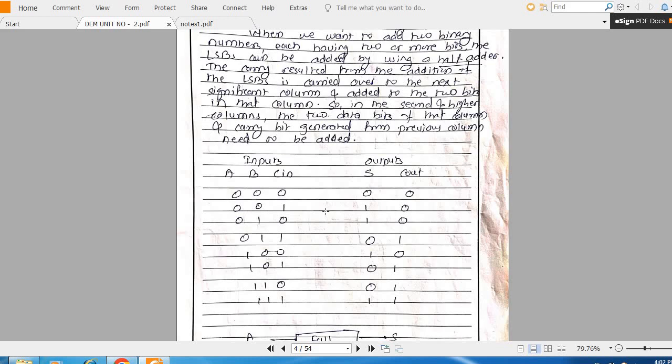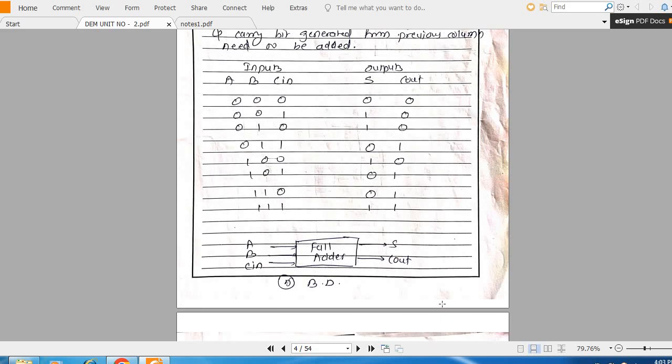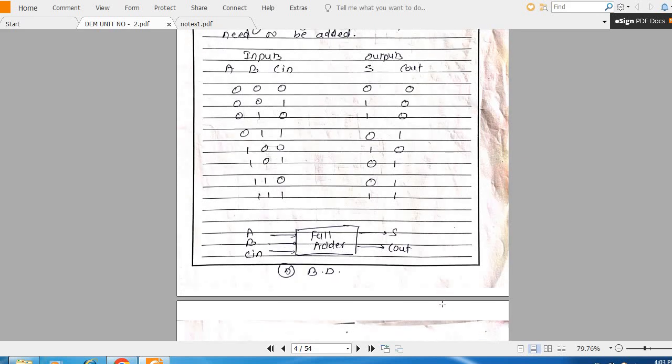So 0 plus 0 is 0, 0 plus 1 is 1, 1 plus 0 is 1 with carry 0, 1 plus 1 is 0 with carry 1. So using this rule, and 1 plus 1 plus 1, sum is 1 with carry 1. We can derive the truth table. So we have derived here the truth table.